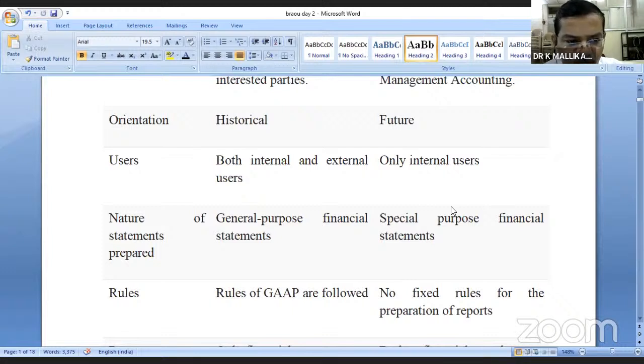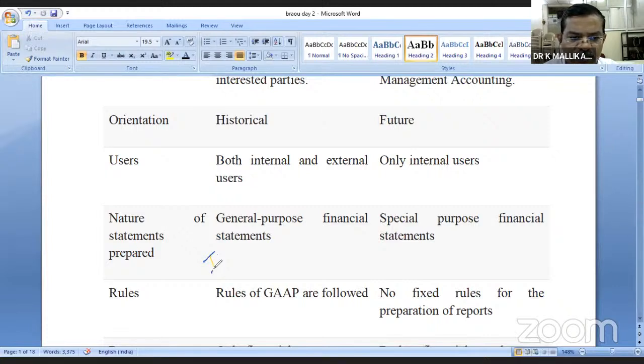So what is the nature of the statements prepared? Generally, financial accounting prepares financial statements. So what are the financial statements? Anyone, please share your thoughts. What are the financial statements? Anyone?